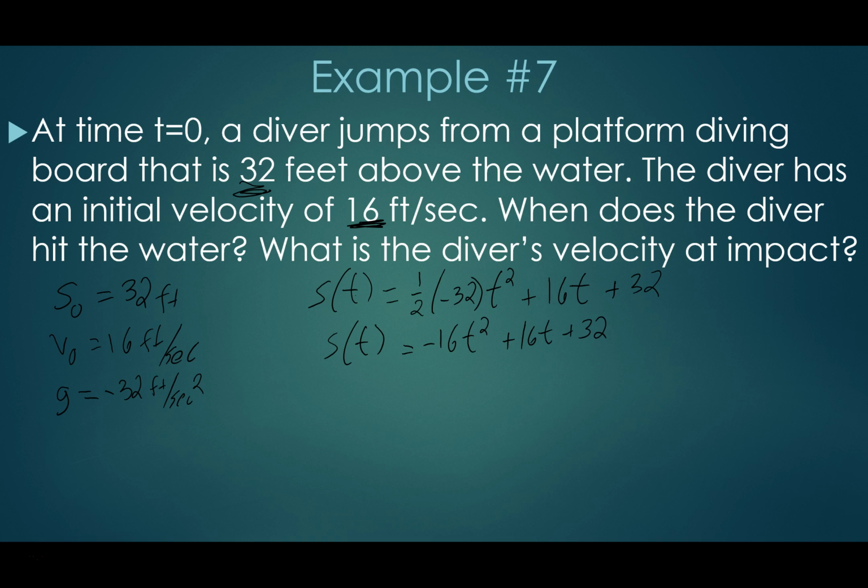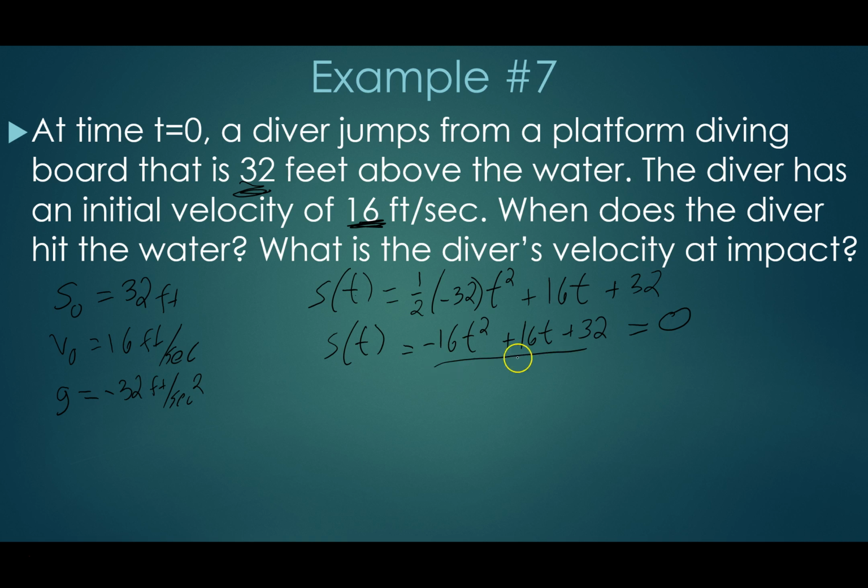Now, when does the diver hit the water? Well, when you think about it, what is the height of the water? The water is at a height of 0 because we're 32 feet above the water. So I want to know, when does this function equal 0? This is a quadratic, so I need to solve it using our quadratic methods. First thing you want to do for any function you're trying to solve: if you can cancel numbers out that they all have in common, you make your life so much easier. Notice, negative 16, positive 16, positive 32. They all have a 16 in common.